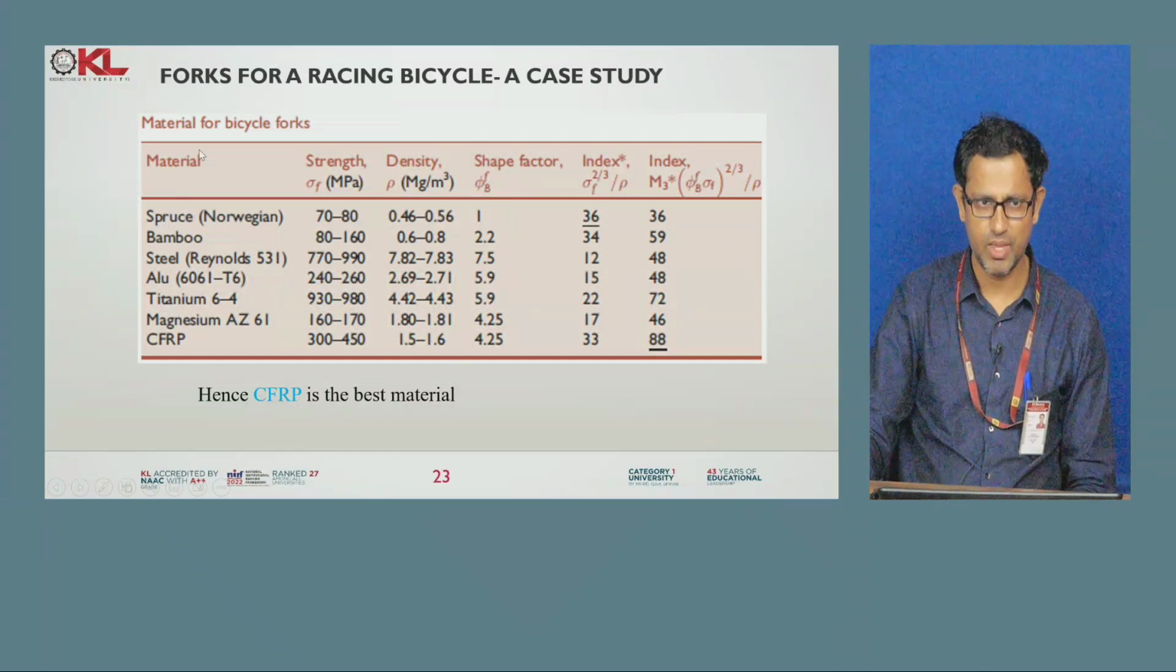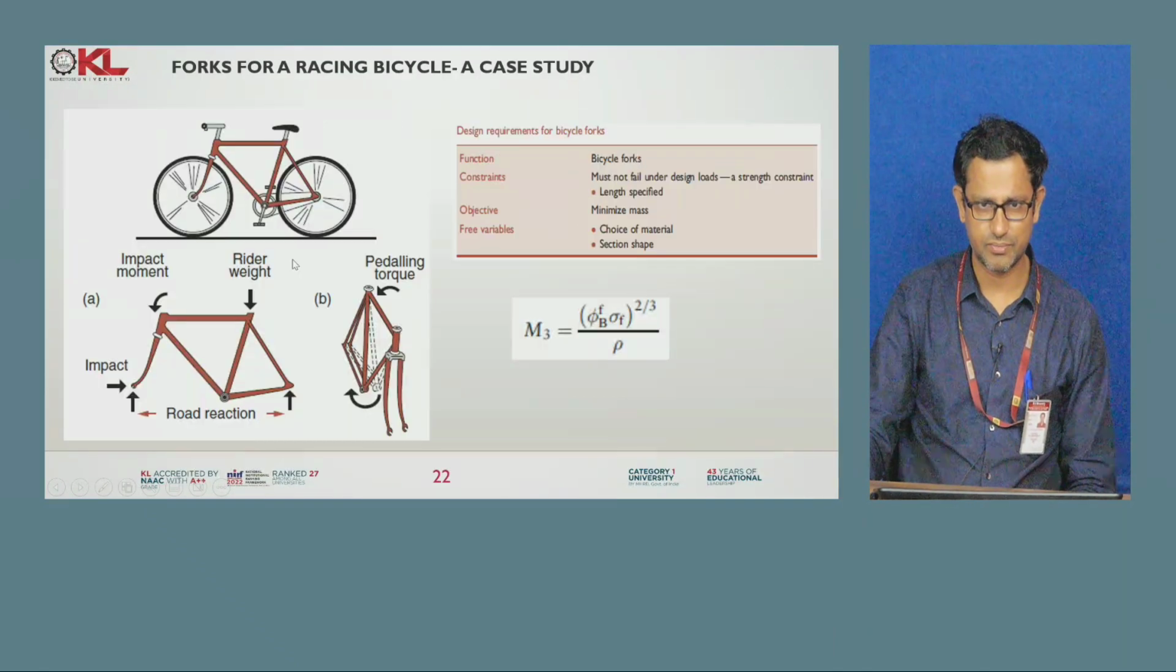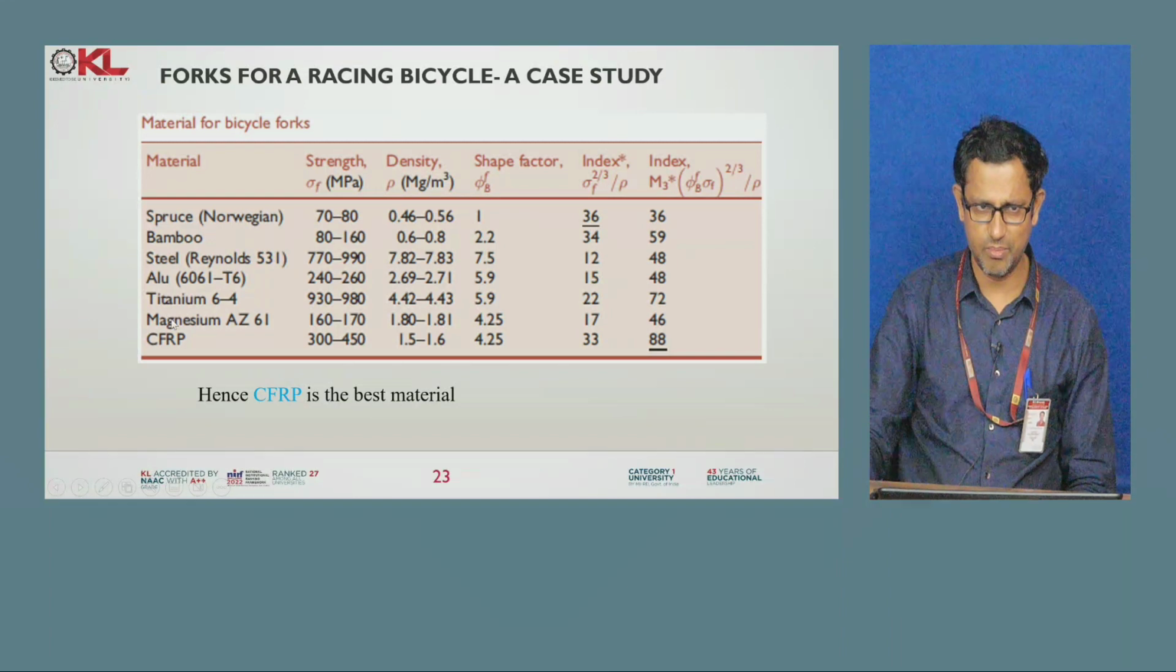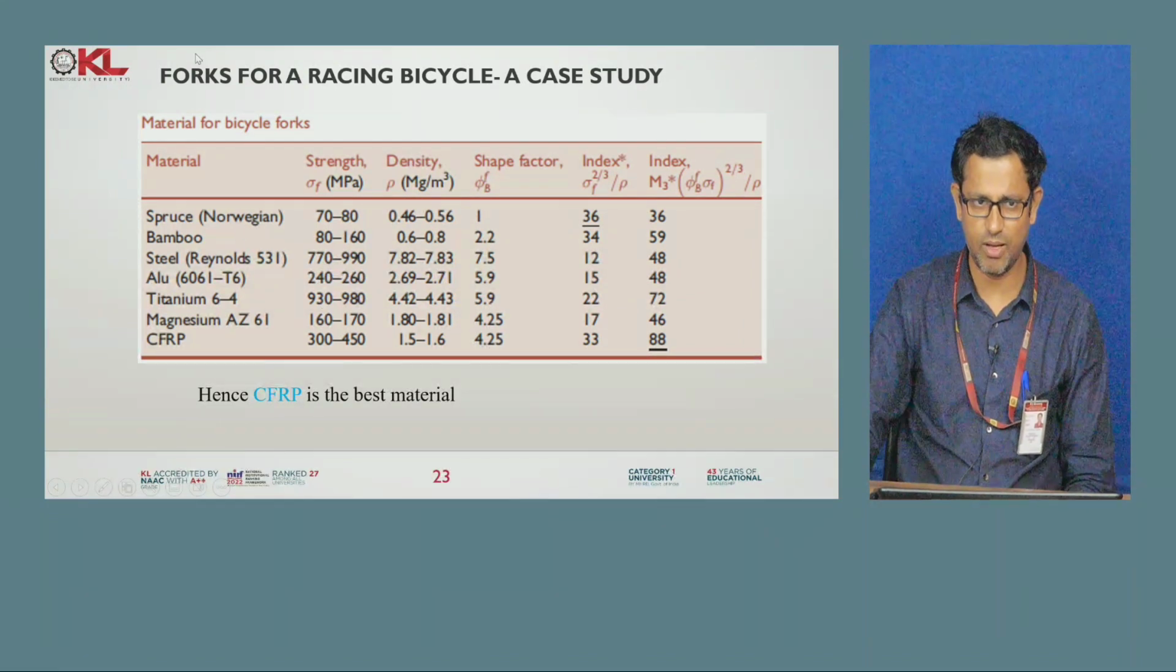If you see, these are the different materials that we consider to select a material for the forks. What is its strength, what is its density, what is its shape factor, and what is the material index M3 value? Okay, this is the M3 value. So we know that the material with the maximum M3 value will be the best material for your forks.